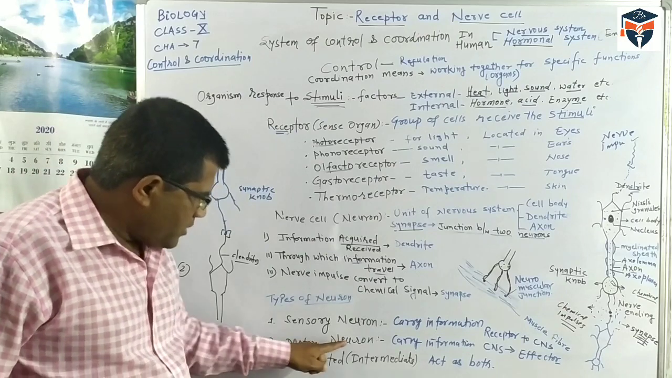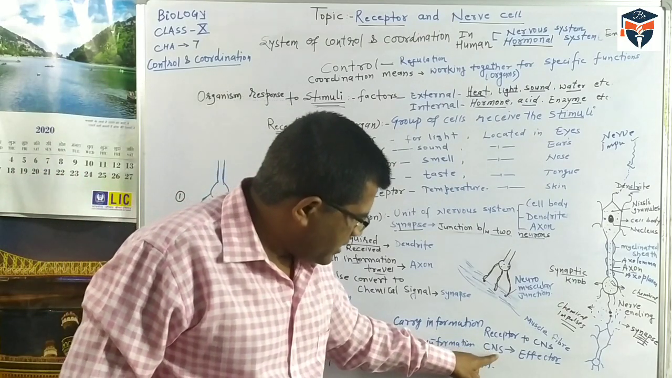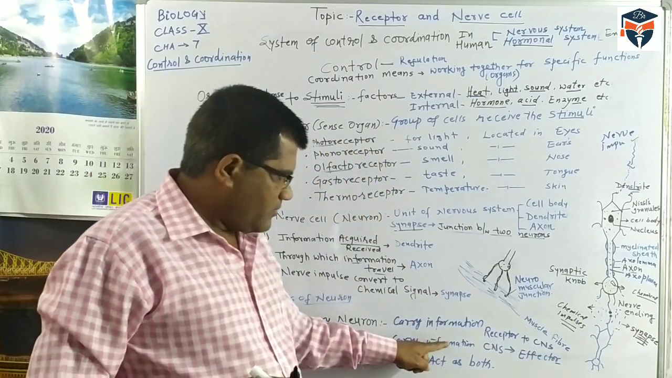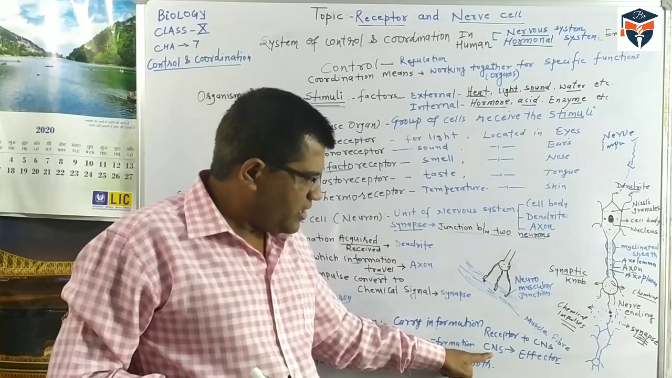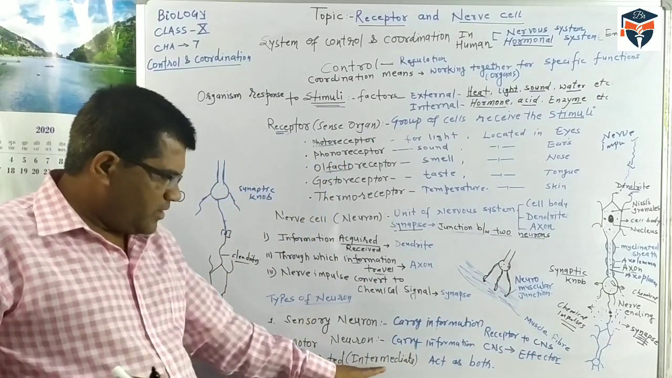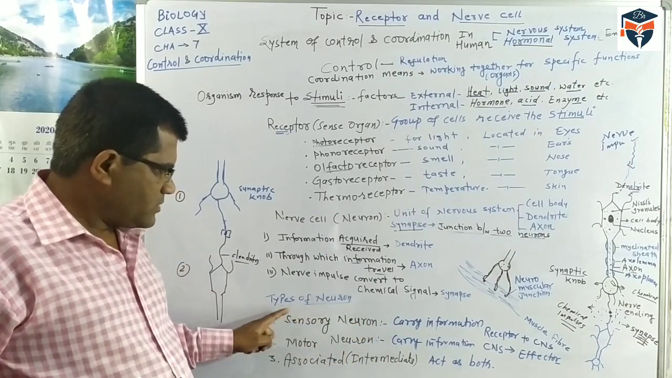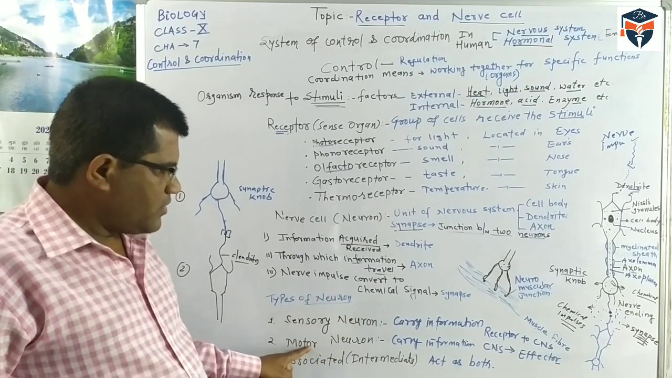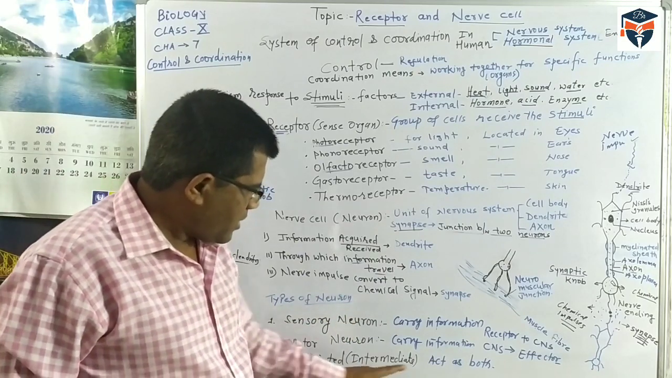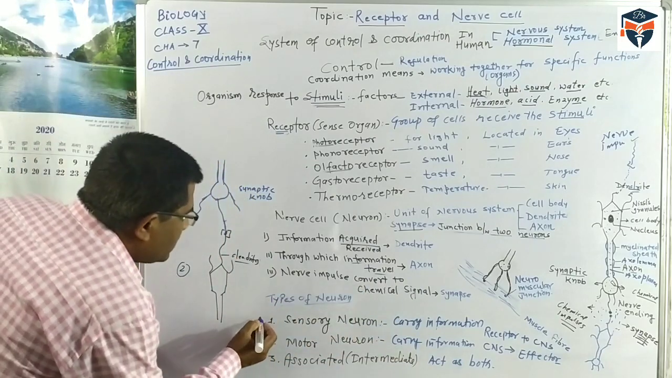Whereas the motor neuron, second, carries information from the CNS to muscles. Muscles are called the effectors. So it carries information from CNS to effector. And the other, intermediate neurons, act as both. They act as the sensory or the motor neuron also, and they are called associated neurons or intermediate neurons.